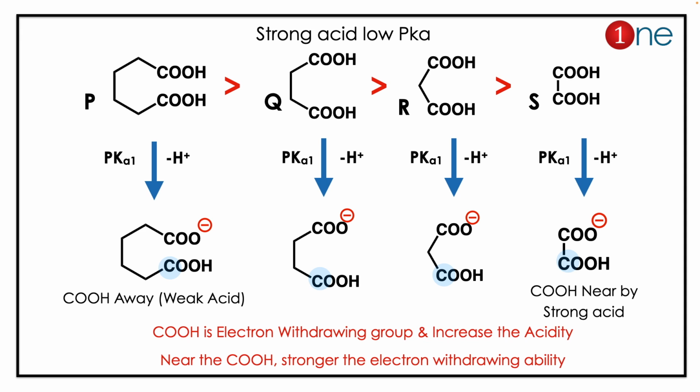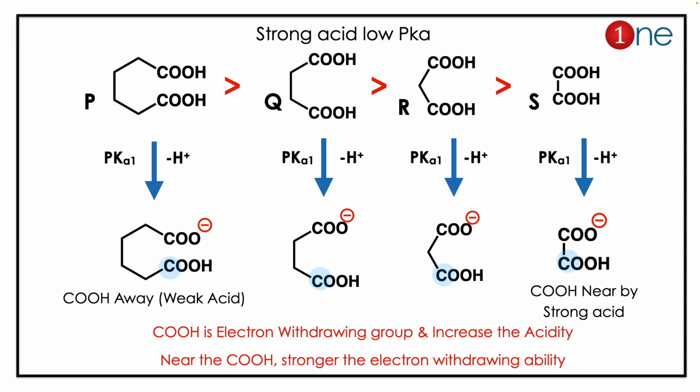Here you should know the fact that strong acid always has low pKa. Here you are removing the first H plus, so pKa 1. Let us analyze the situation. You have 4 anions formed if you remove the H plus, but the stability of the negative charge anion decides the acidity. If you look at P, the COOH group is an electron withdrawing group, which increases the stability of the anion. Consequently, it increases the acidity.